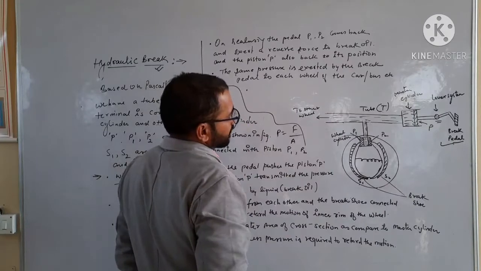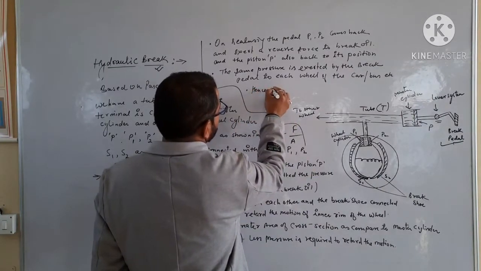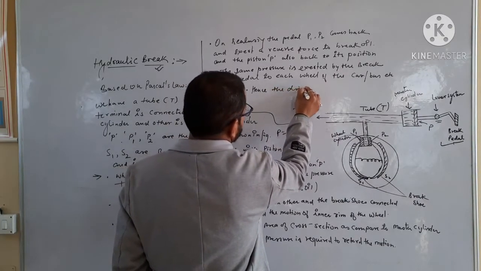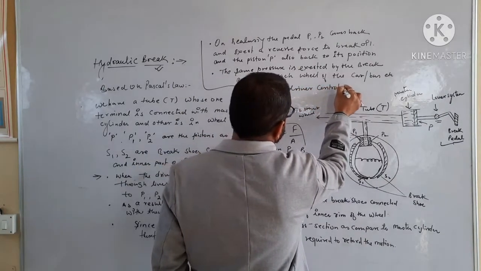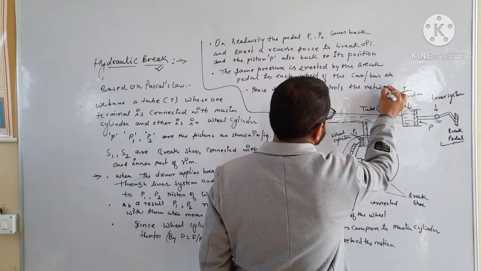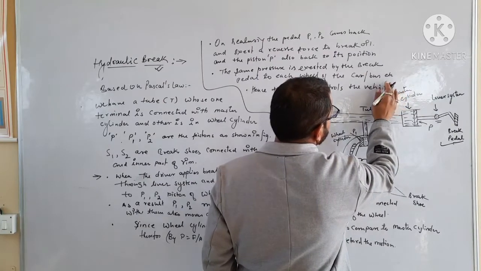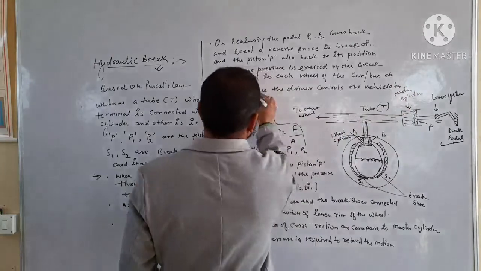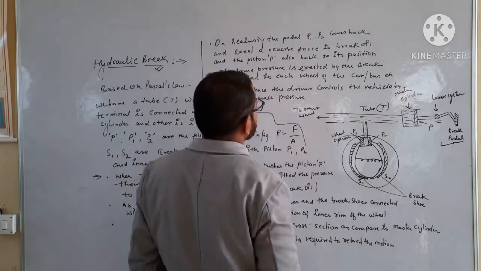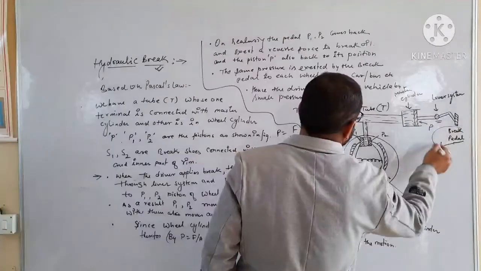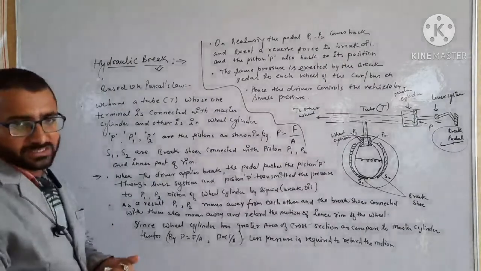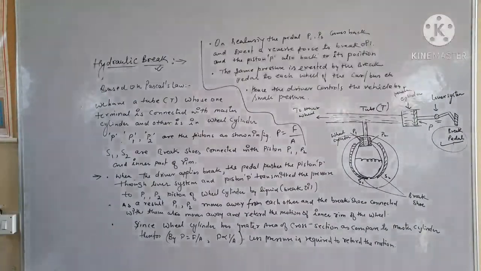Now the final conclusion: hence, by applying small pressure, the driver controls the vehicle. Means by applying small pressure through this brake pedal, the driver easily controls the whole vehicle, car, bus, etc. So this is the explanation based on the hydraulic brake.